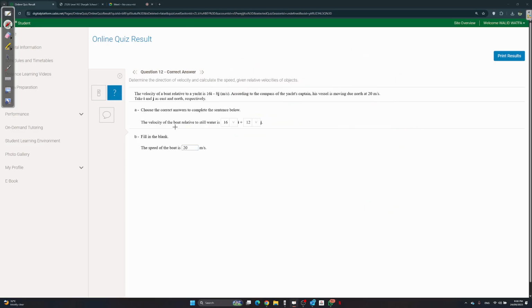Okay, so the velocity of the boat relative to the yacht is 16i minus 8j. Like I told you, anytime you see relative in the question, you have to write it down like this. Boat relative to yacht, and you can use whatever letters you want. VBY is equal to 16i minus 8j. According to the compass of his yacht captain, his vessel is moving due north at 20 meters per second. Do you know what this means? How can you write this down in vector notation? 0i plus 20j. But what's this? This is his vessel, so this is according to the compass. They want the boat relative to still water.